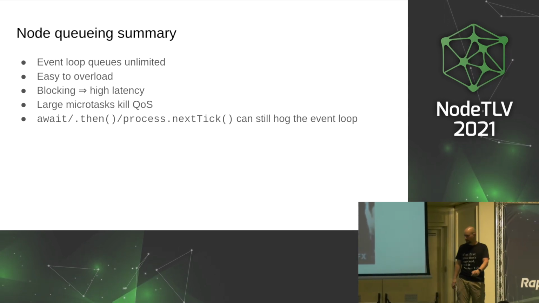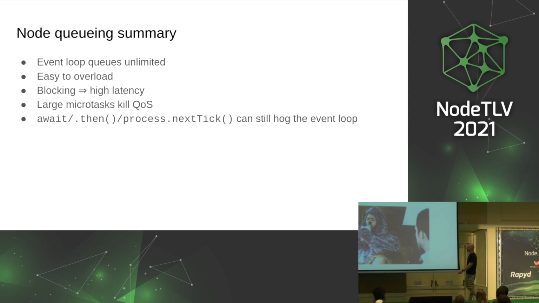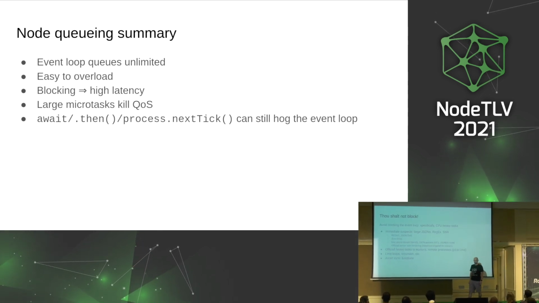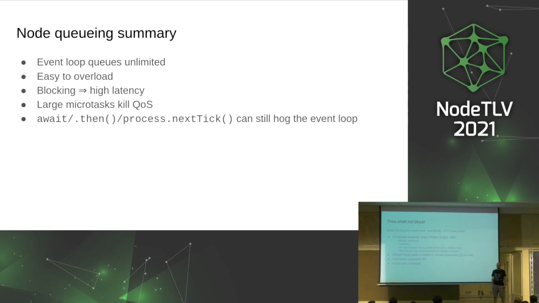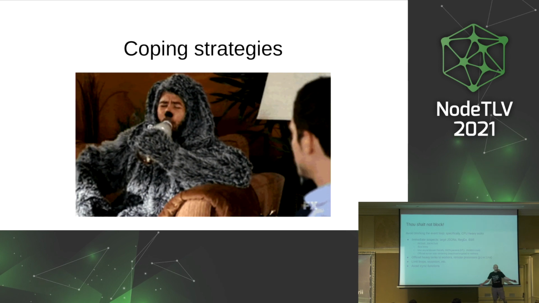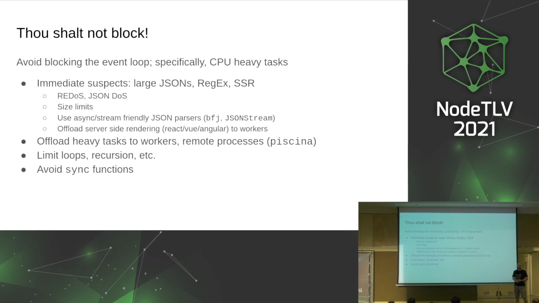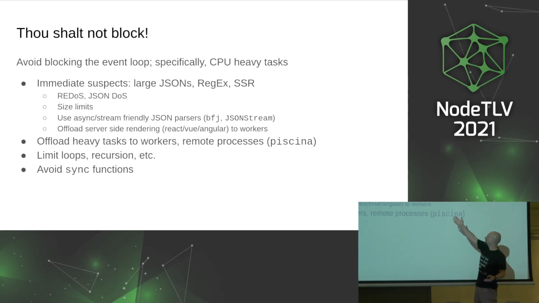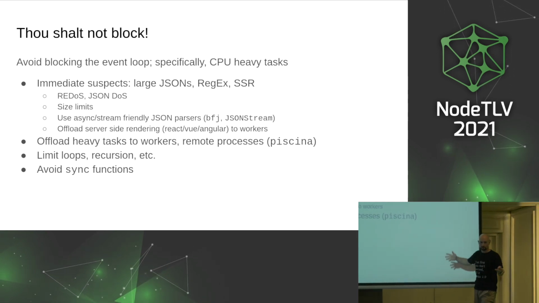And you want to basically not starve the event loop as much as possible. Okay? And remember, await then process basically goes back to the callback queue and hogs the event loop. So how do we deal with this? Okay? What are our coping strategies? So first of all, never ever block. Okay? So what are common causes of blocking?